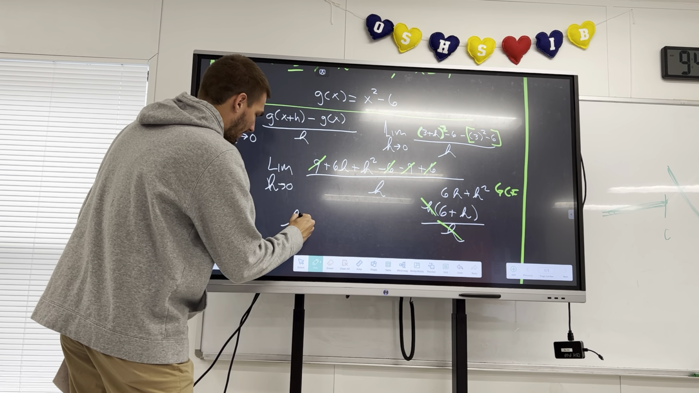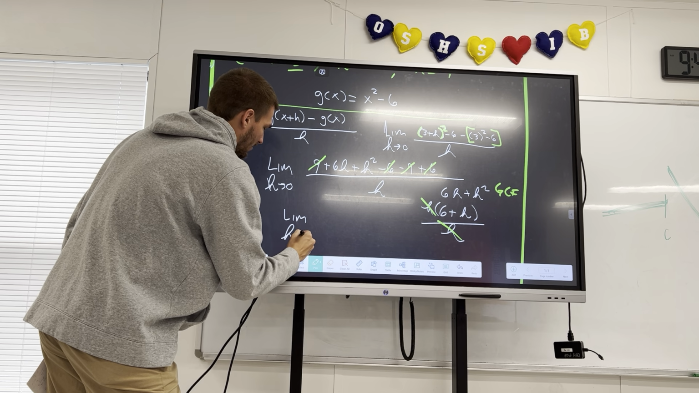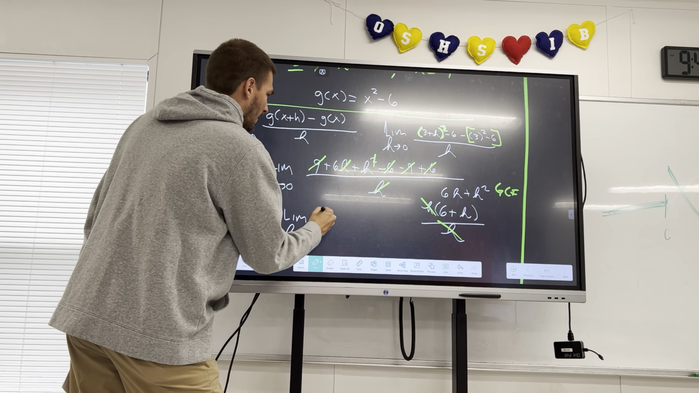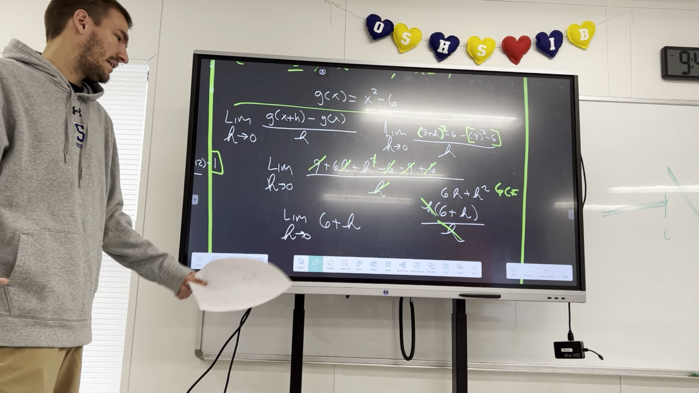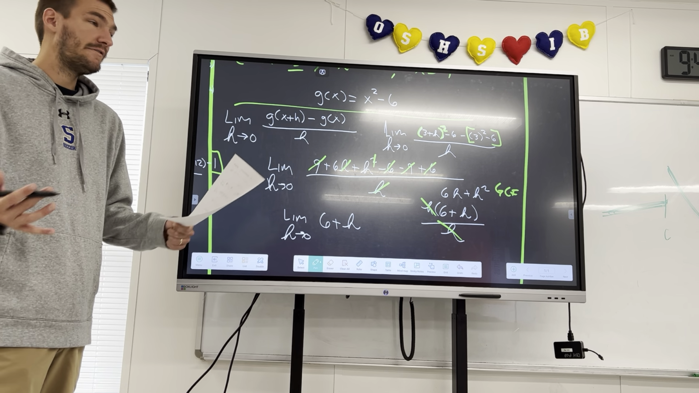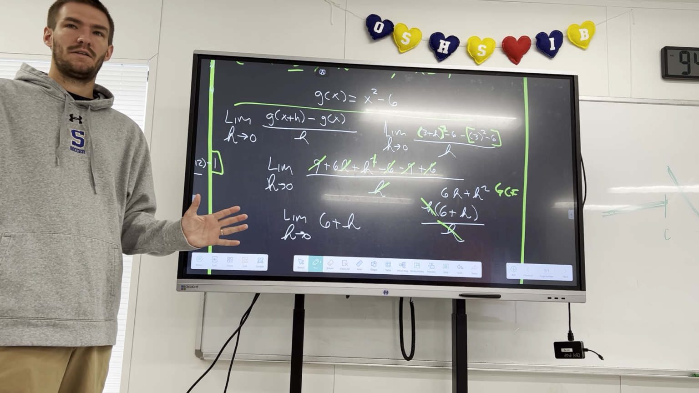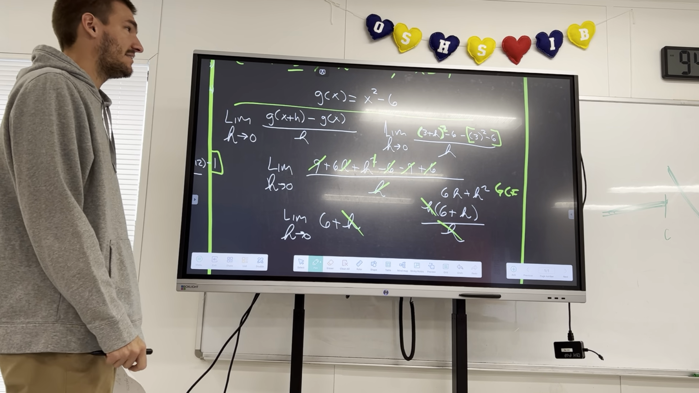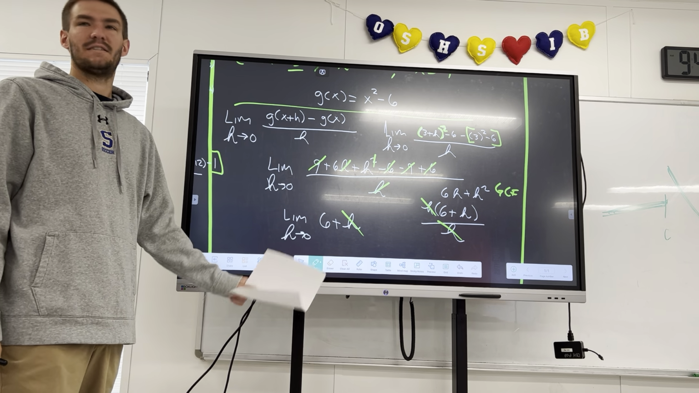So, now we have the limit as h goes to 0, but we've gotten rid of that h on the bottom, 6 plus h. And so, if we plug in a 0, we're safe now. Even though we still have an h, it's not a divide by h, so we're okay. All right, what is the instantaneous rate of change at the x value of 3? 6.